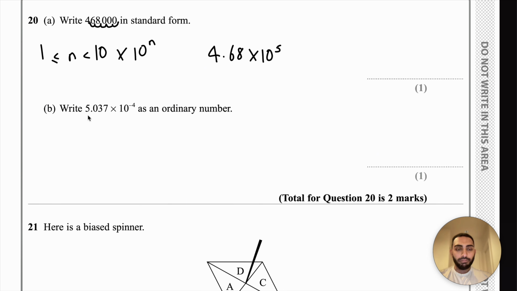Part B, write 5.037 times 10 to the negative 4 as an ordinary number. Because I've got this negative, that's telling me it's going to be a really, really small number. It's going to start with a lot of zeros. And this 4 is telling me how many zeros are going to be at the start of the number. So I'm going to have 4 zeros, 1, 2, 3, 4. I'll need my decimal point there. And then I just copy out this part, so 5037.